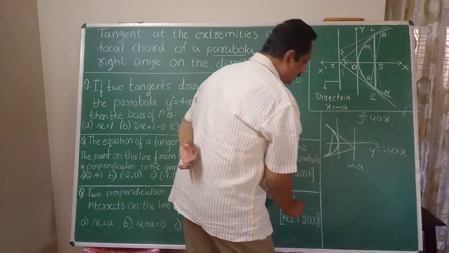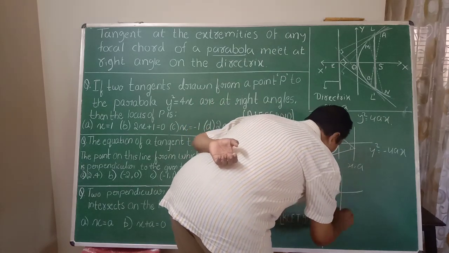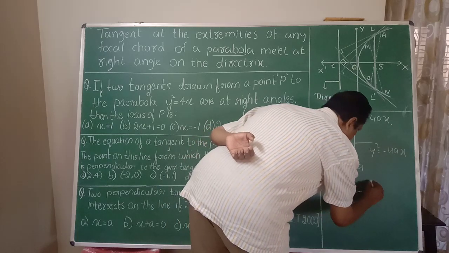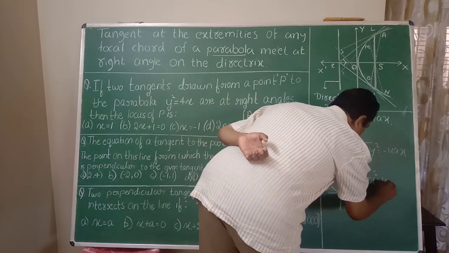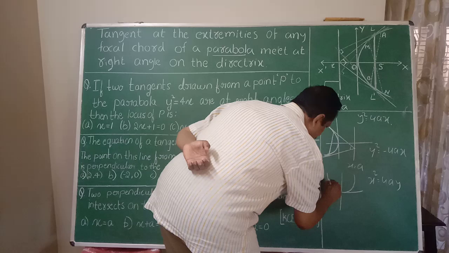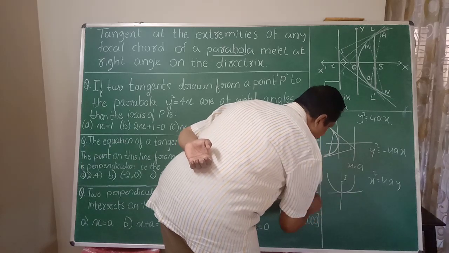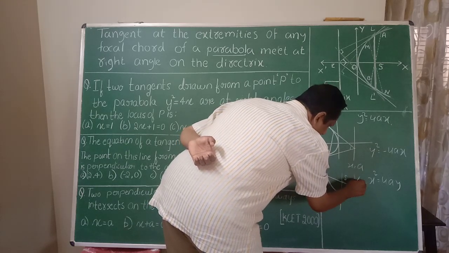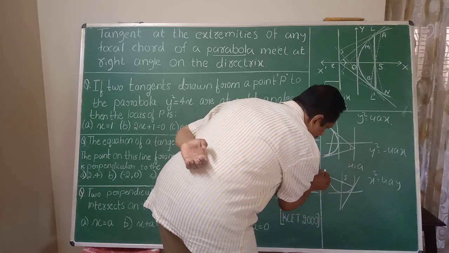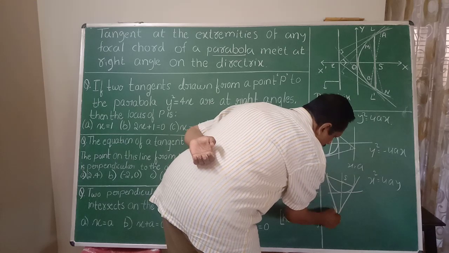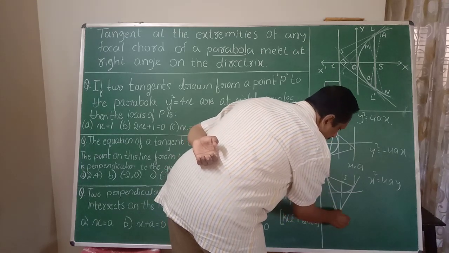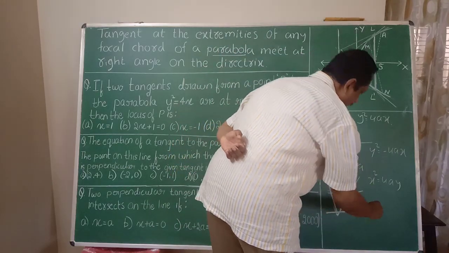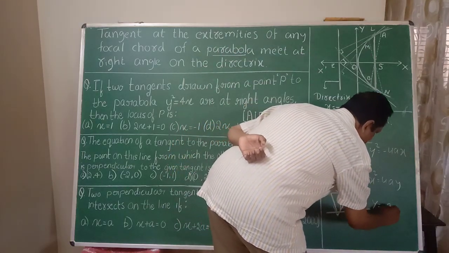Next, similarly, suppose the parabola is in this direction here. The equation of the parabola is x square is equal to 4ay. Suppose this is a focal chord here. You just draw tangents at the ends of the focal chord. Both tangents meet at this point. That point lies on the directrix here. So the equation of this directrix is y is equal to minus a.